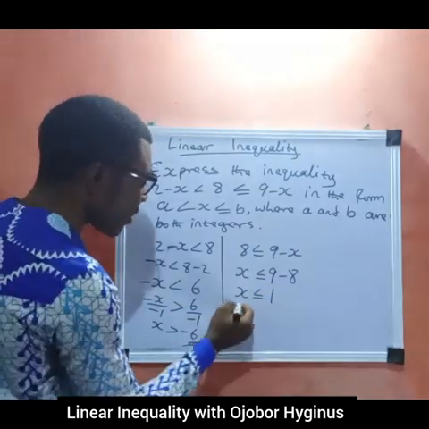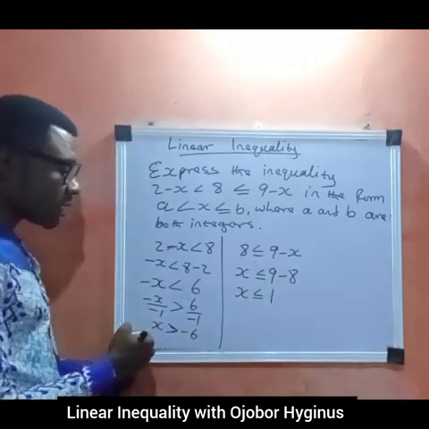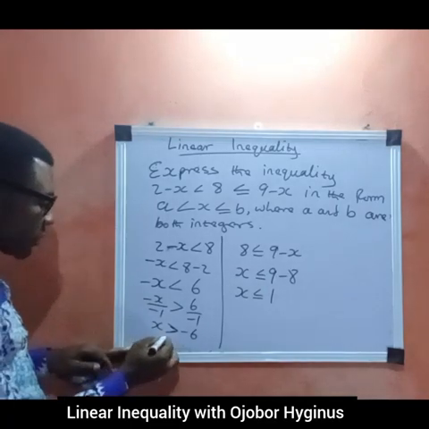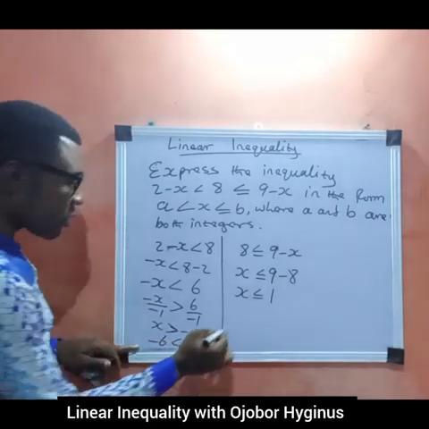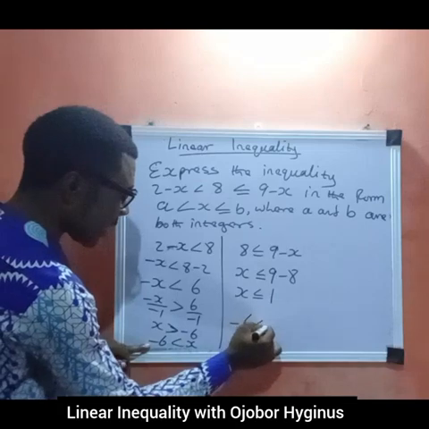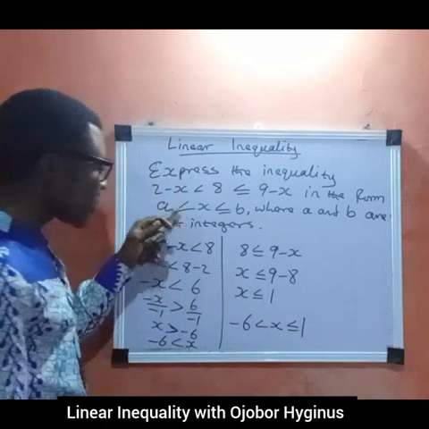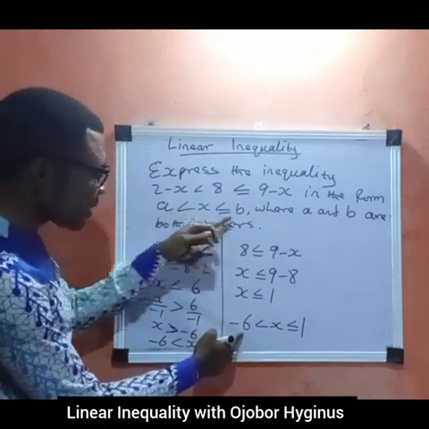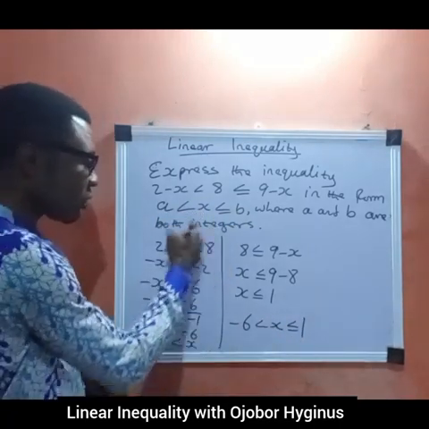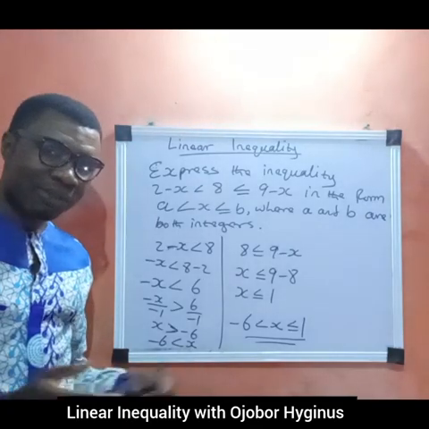And I told you that both of them should have the same sign, the same direction of sign, either greater than or less than. So I'm going to turn this to less than. So it is going to be this way. Minus 6 is less than x. So if I put them together, I'll have minus 6 is less than x, and the same x is less than or equal to 1. You see it's now in this form, where a is minus 6 and b is 1. They said it should be in this form, and this is what we have achieved by doing that. So that is it.